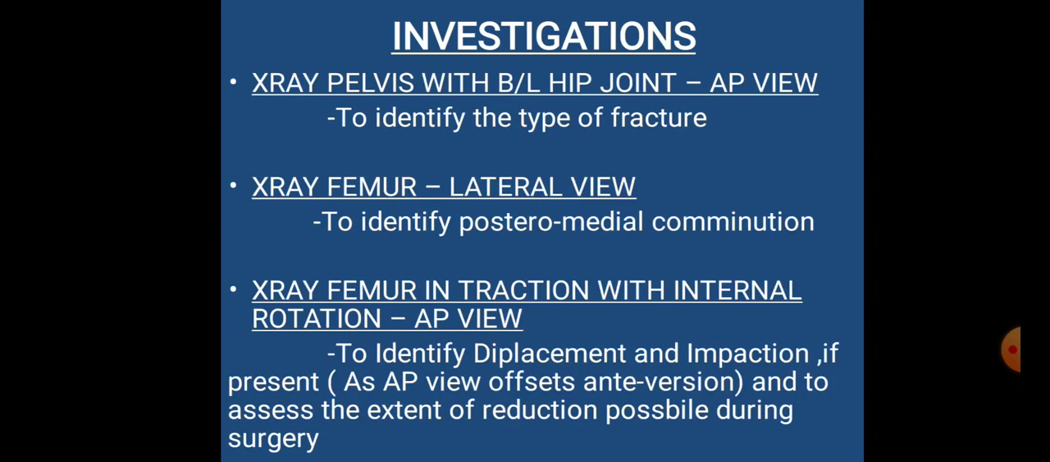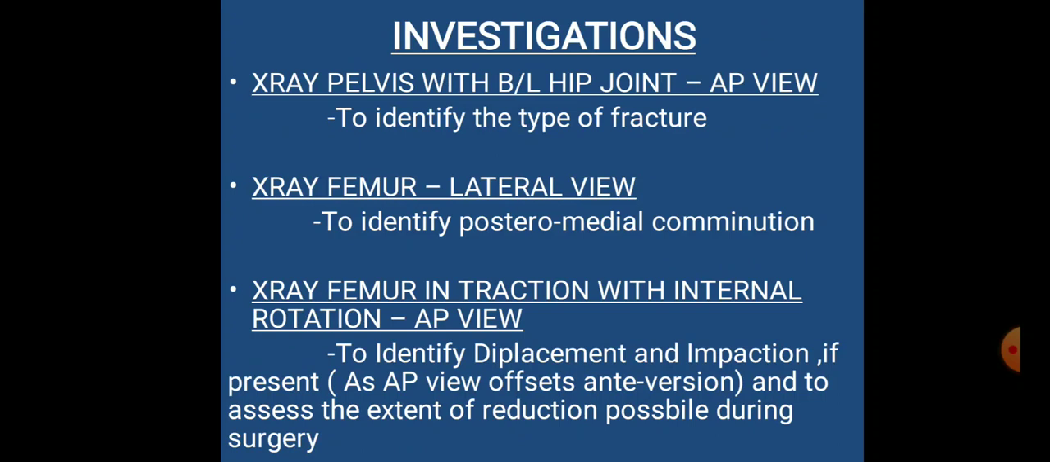What are the investigations that you do? First of all, the basic investigation is X-ray. So we take an X-ray with bilateral hip joint AP view to identify the type of fracture. Then you take the lateral view also to see whether there is any posterior middle comminution.